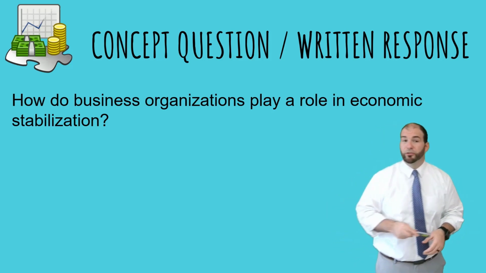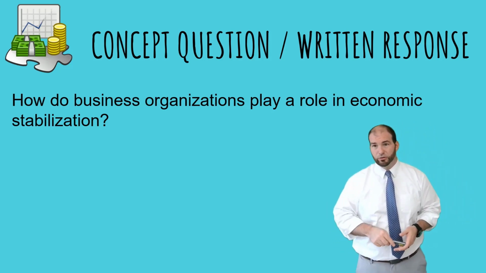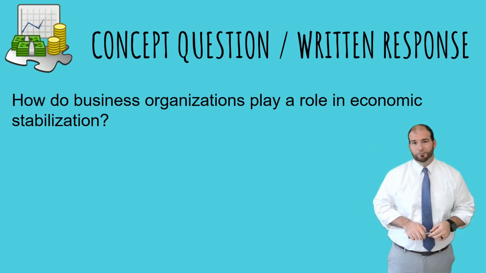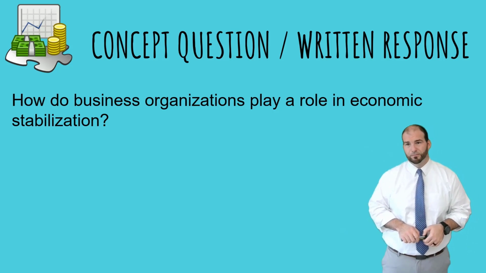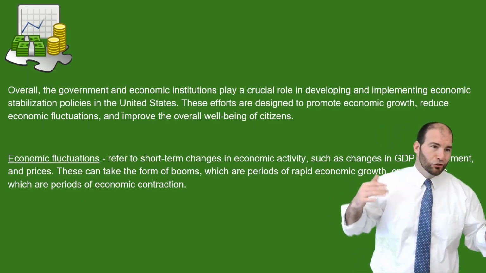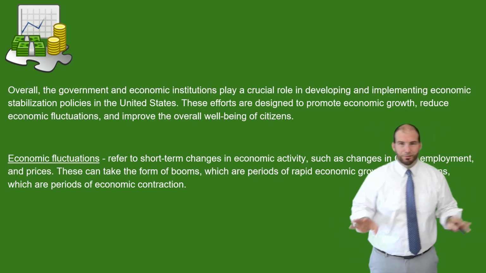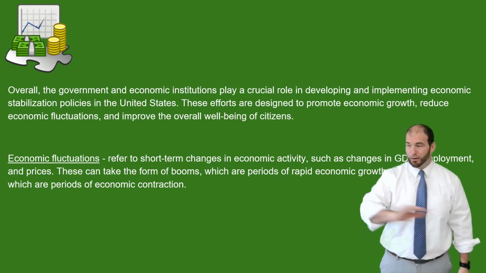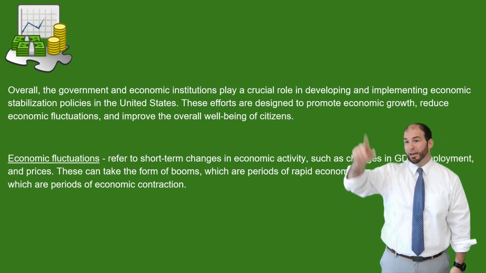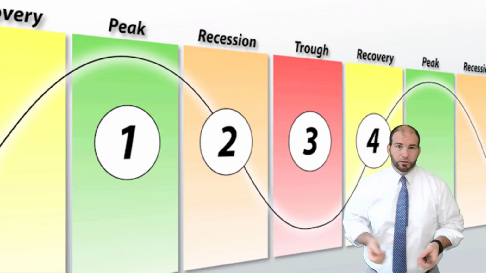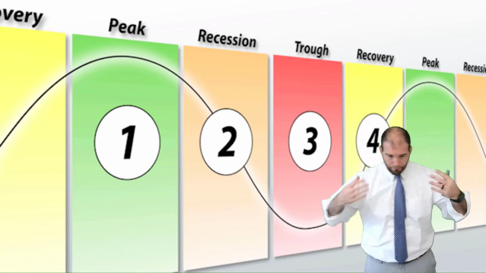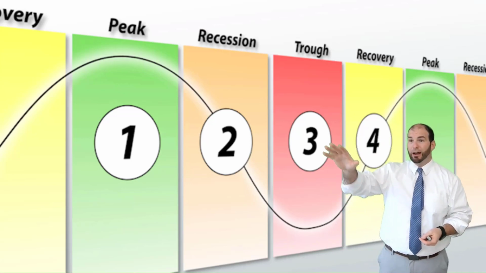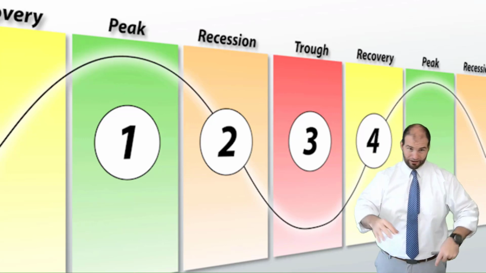So how do business organizations play a role in economic stabilization? Pause me, answer that completely, and we're moving on. All right, so stabilization is trying to stop economic fluctuations. Stabilization means even keel. Fluctuations means up and down. Economies, regardless of how much we try to make them stable, are going to have fluctuations, up and down. You just want them to be smooth and gradual and not common and not a sneak attack, all right?